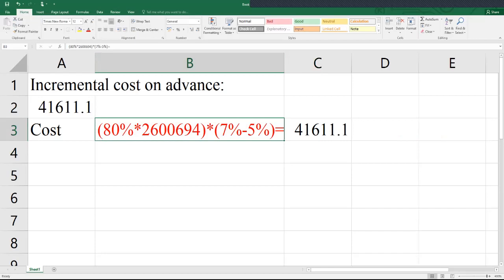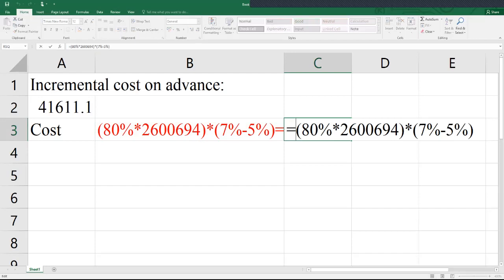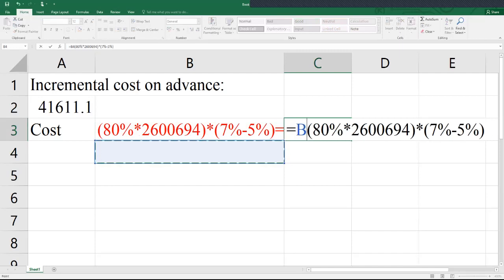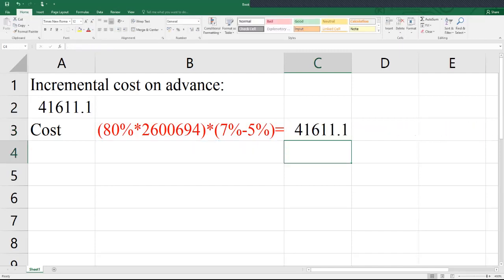The examiner is going to click on the cell and see the formula, and will give marks based on the formula that the examiner sees on that particular cell. So don't waste time presenting the old way. Don't do that.